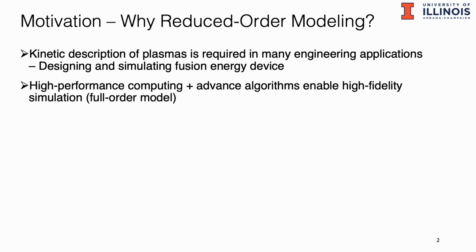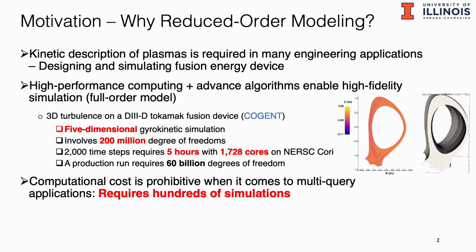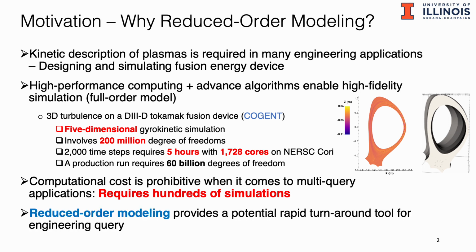Thanks to high-performance computing and advanced algorithm, we are now able to run high-fidelity simulation, for example, a 3D turbulent orthogonal fusion device with 200 million degrees of freedom. However, when it comes to multi-query applications, the computational cost is prohibitive because it requires hundreds of simulations. Reduced order modeling therefore provides a potential rapid turnaround tool for this kind of engineering query.